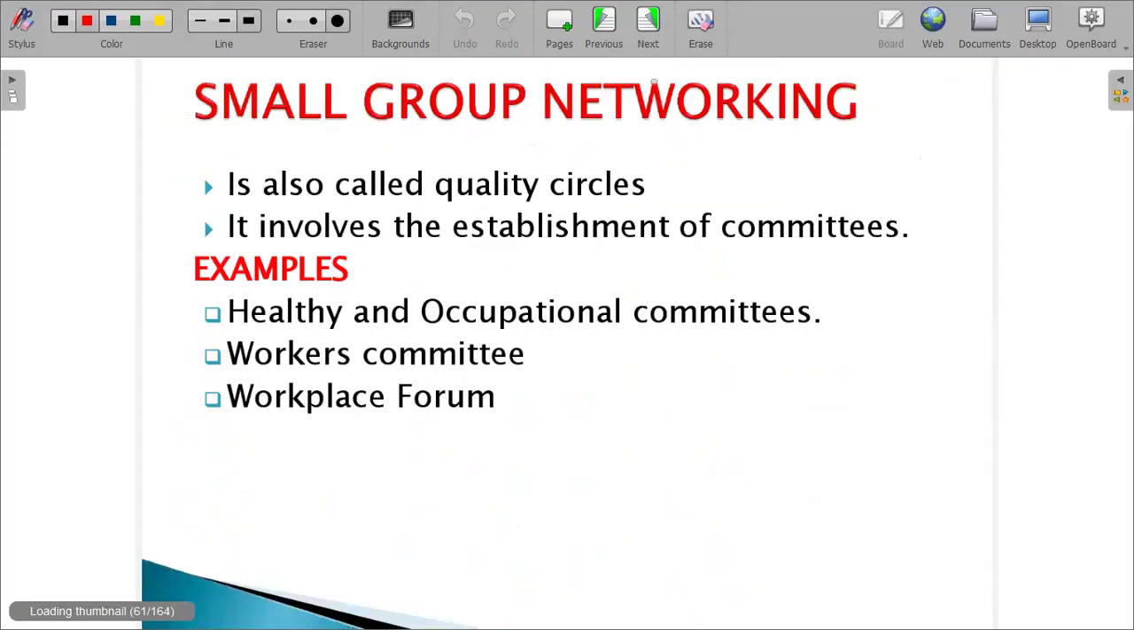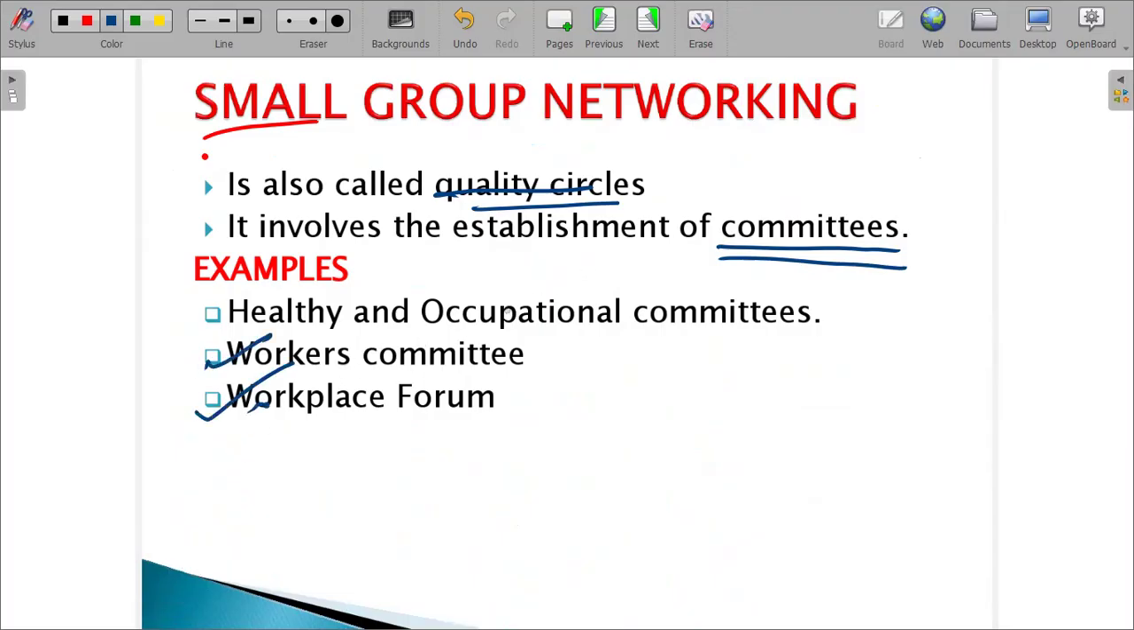So I'm going to move on to another type of communication, which is small group communication, also called quality circles. This involves the establishment of committees. In an organization, you can find different types of committees: occupational health and safety committee, workers committee, workplace forum committees. These committees also communicate. It is another channel of communication because members communicate within an organization. For example, health and safety committees can communicate about safety measures, safety precautions, and safety issues within an organization.